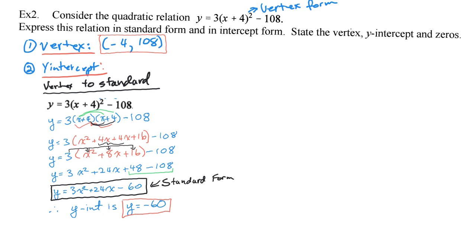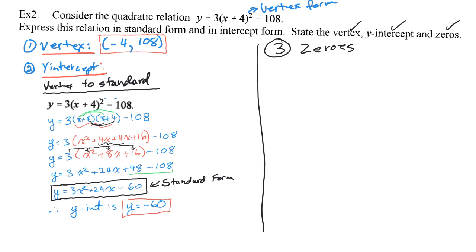So we have the vertex, the y-intercept, and now we must calculate the zeros. To calculate the zeros, we have to actually think of this. For the zeros, we must do this.